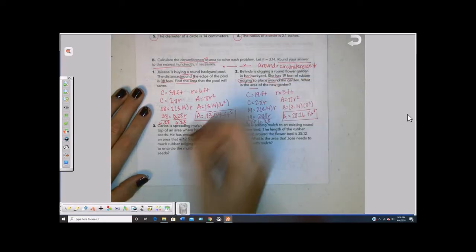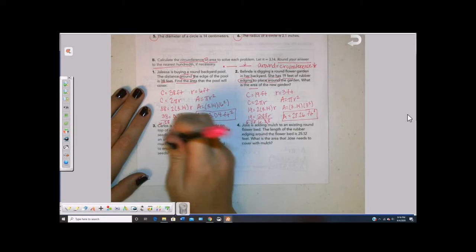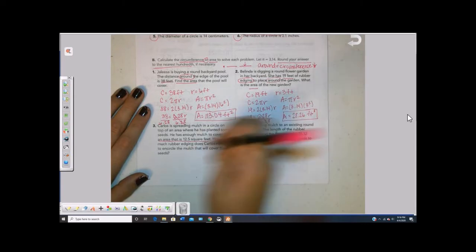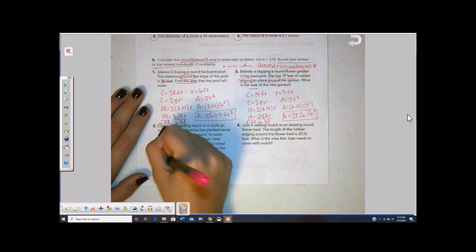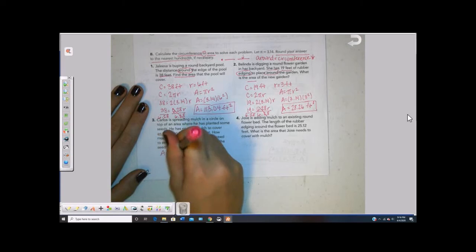We're going to do number 3 together because in this case you actually have area. So I want to make sure you understand that. So it says, Carlos is spreading mulch in a circle on top of an area where he has planted some seeds. He has enough mulch to cover an area that is 12.5 square feet. How much rubber edging does Carlos need to encircle the mulch that will cover the seeds? So we know our area is 12.5 feet squared.